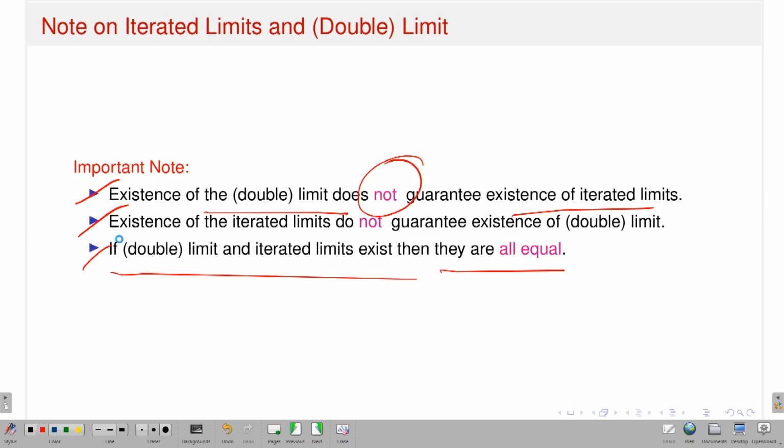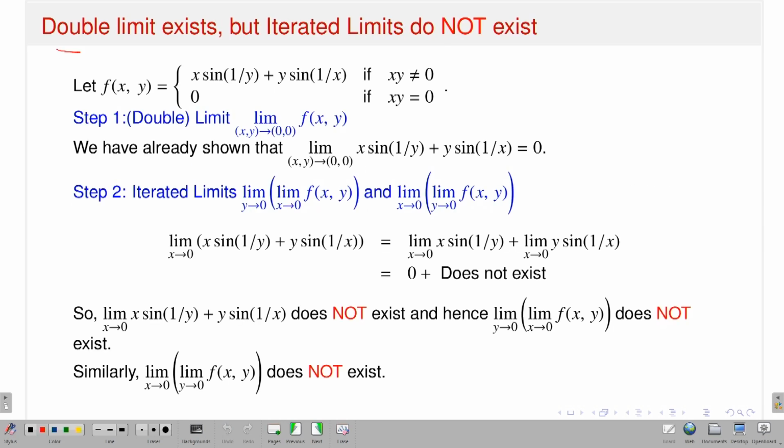Let's see some examples. Look, the first example says that the double limit exists but iterated limits do not exist. Okay, let's see the example. So I have a function f which is defined like that. It's a function from where to where? It's a function from R2 to R. So first let's see that the double limit exists at the point (0, 0). So first see the existence of the double limit.